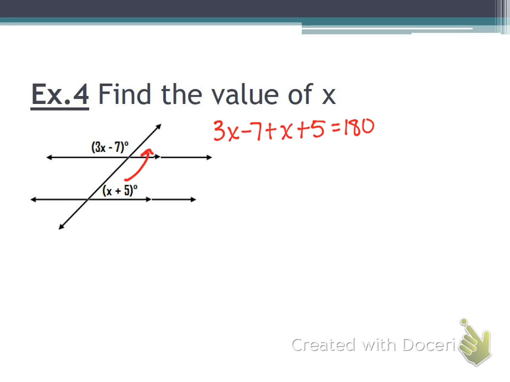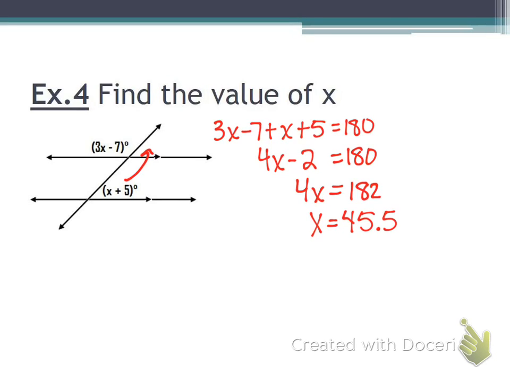Okay, when we do that, how can we start to solve this? Combine like terms. 3x plus x. Negative 7 plus 5. Next. Add 2. Then, what do we get? 45.5? Works for me. Questions, concerns? Confusion of any kind? I thought it was 46.